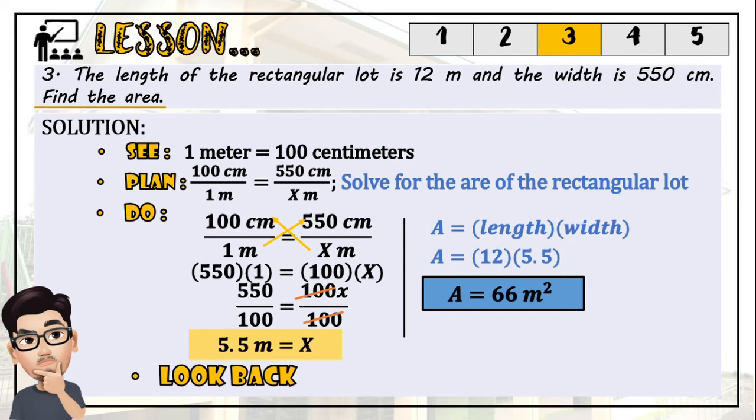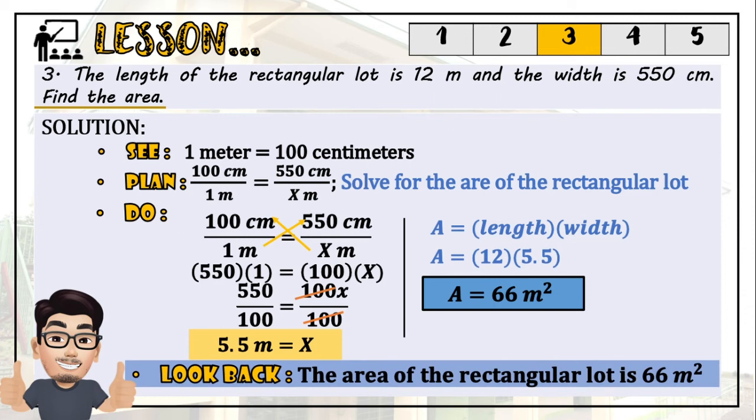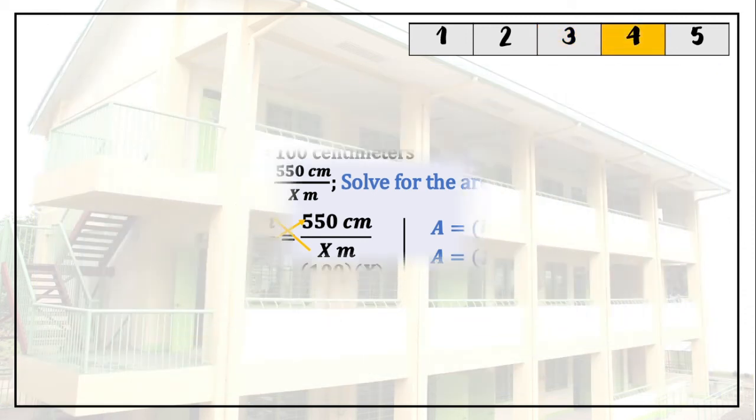So in this case, we need to find the area, and we found it, and our answer is 66 square meters. So therefore, the area of the rectangular lot is 66 square meters. Okay, next one.